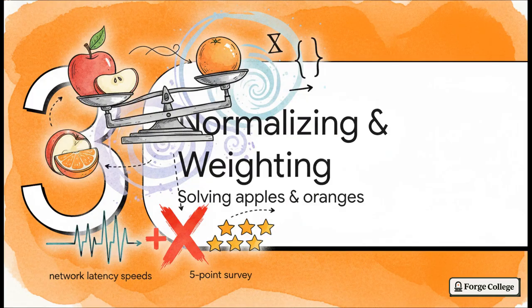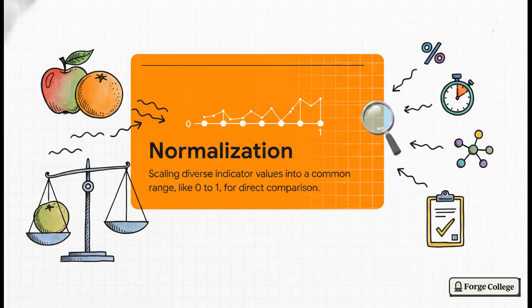All right, part 3, normalization and weighting. Let's solve the classic apples and oranges problem. Here's the thing. Once you've actually collected all your data across these platforms, how do you mathematically combine, say, network latency speeds, which are measured in milliseconds, with user satisfaction, which might be measured on a 1 to 5 survey scale? You obviously can't add milliseconds to survey points.